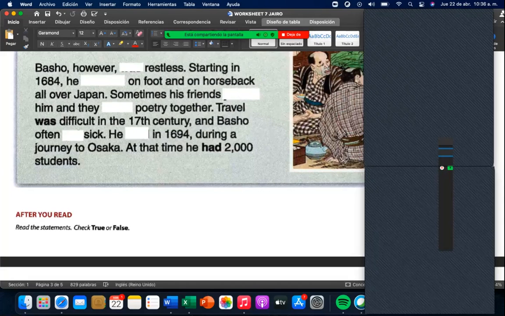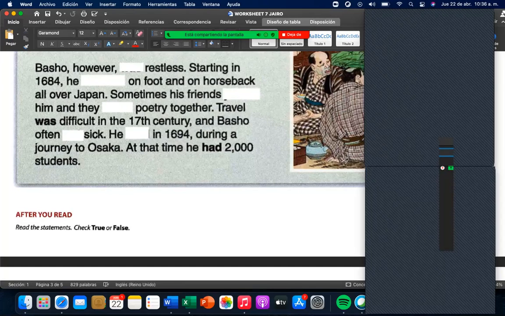Como al lomo del caballo o algo así. Okay, yes, very good. So horseback all over Japan. Sometimes his friends... I forgot the word here. Helped. Okay, his friends helped him and they wrote poetry together.